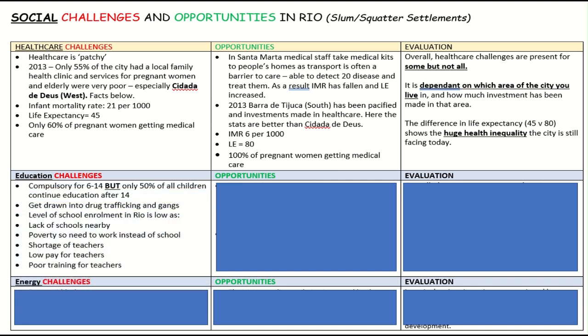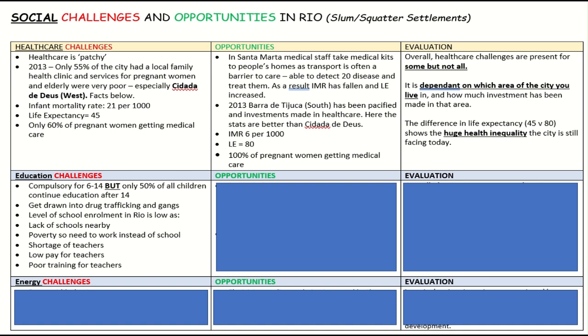Now, education is going to be very, very similar to healthcare. It is compulsory for 6 to 14-year-olds in Rio to attend school, but only 50% of children continue education after 14. So that's the equivalent of maybe getting into year 9, and that's when you finish your schooling. The level of school enrollments are low, as there are a lack of nearby schools. There's a shortage of teachers, poor training for teachers, drug trafficking and gangs.